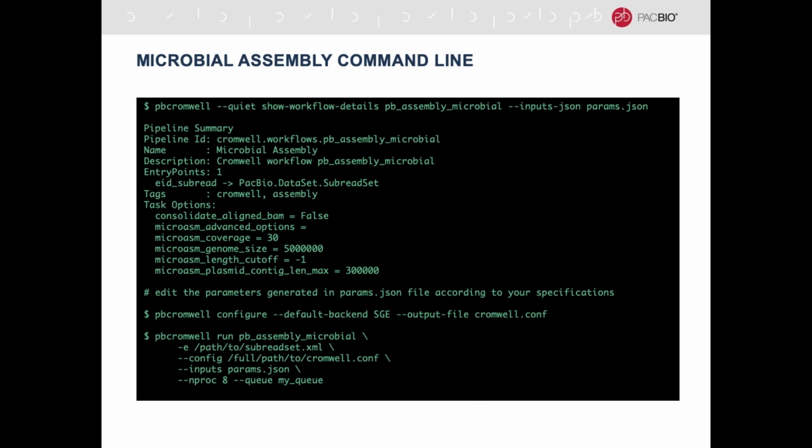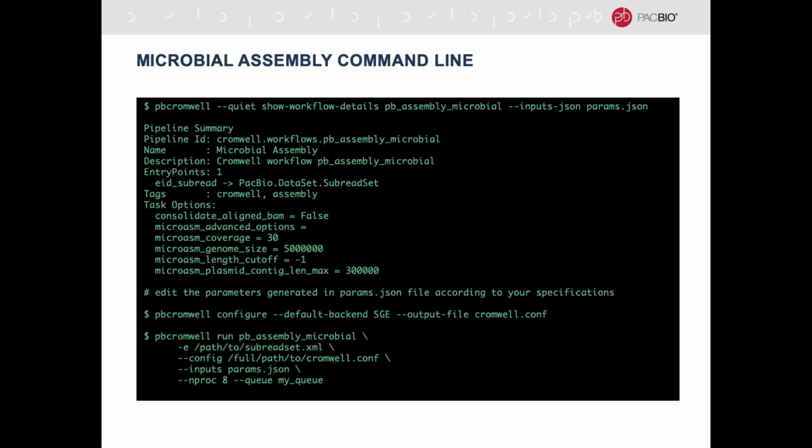So you can see here this PBCROMWELL show-workflow-details of the pb_assembly_microbial pipeline, and generate an inputs JSON file that I've named here as params.json. When you run that command, you'll see this standard out shown here, the pipeline summary, task options. Once you've executed that command and generated the params.json file, you would want to edit the parameters accordingly in the JSON file to your specifications.